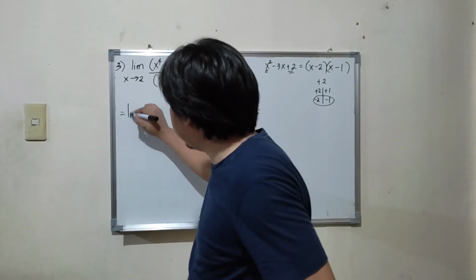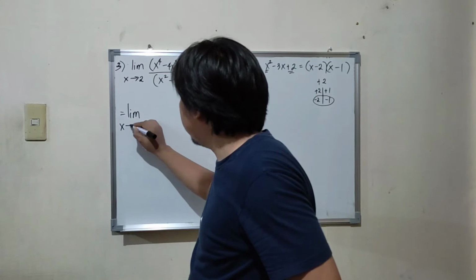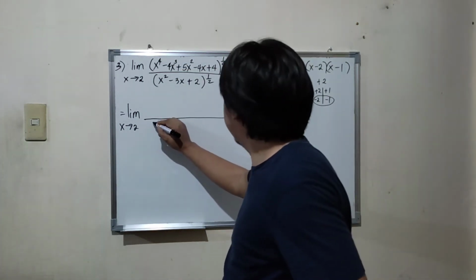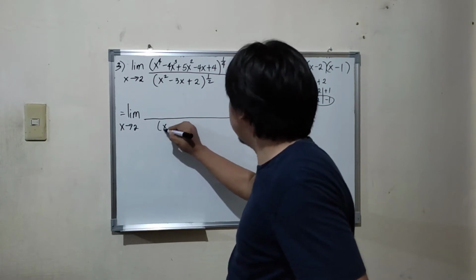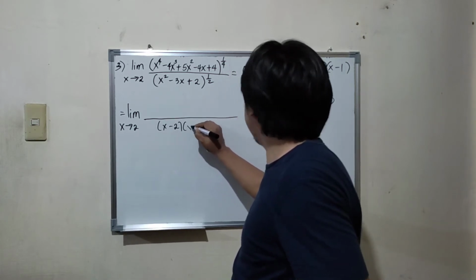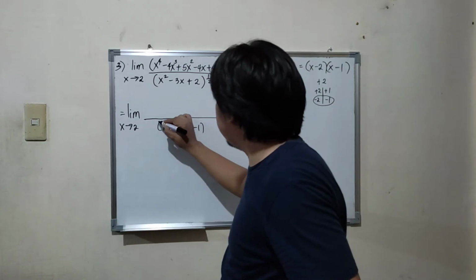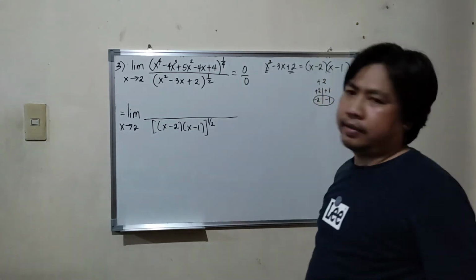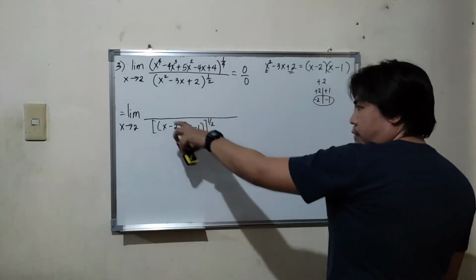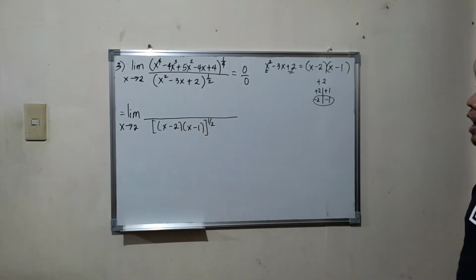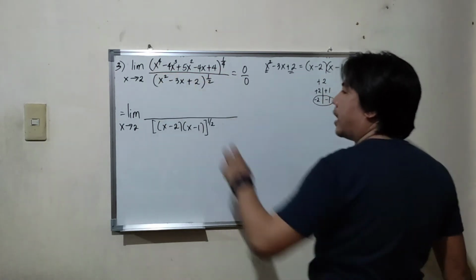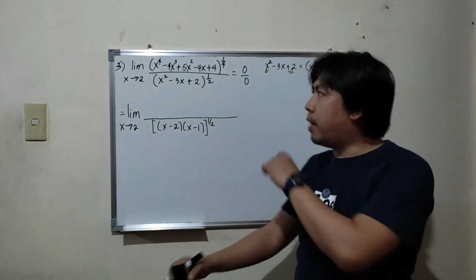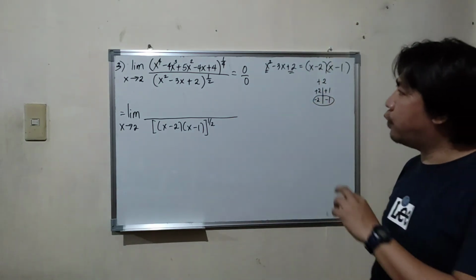So we have limit, yan, as x approaches 2, so the denominator will become x minus 2 times x minus 1 raised to 1 half. Ayan, so raised to 1 half. Or we can distribute 1 half later. Okay, so now, factor the numerator. So we have x to the 4th minus 4x cubed plus 5x squared minus 4x plus 4.